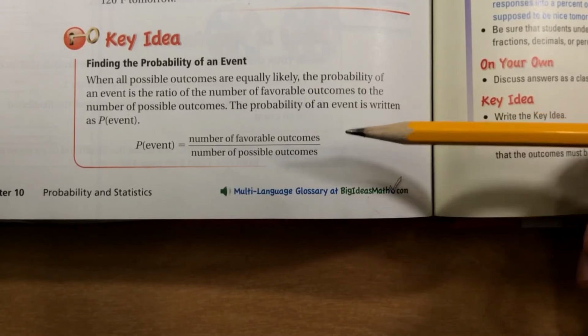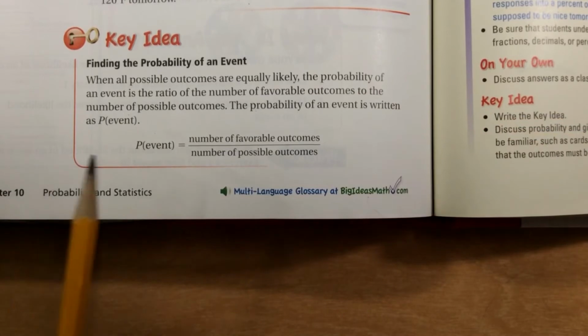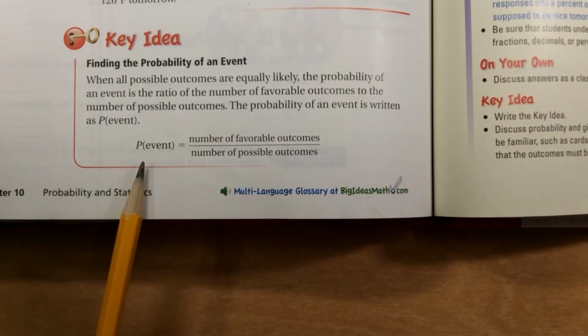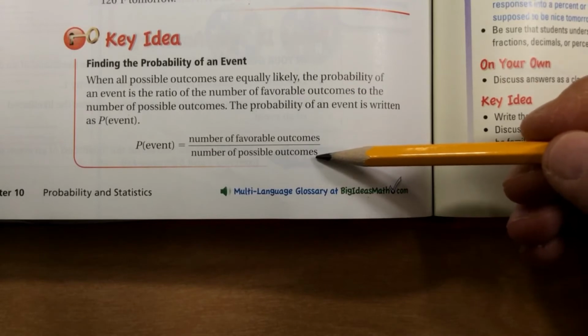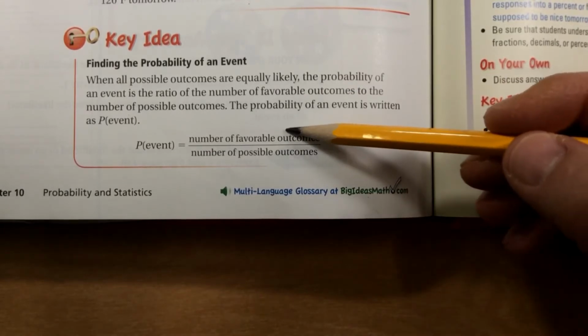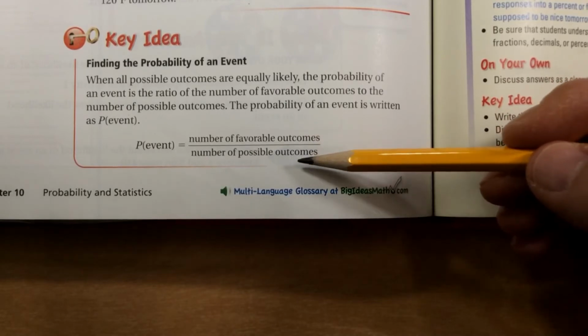Okay? So, for instance, if I was saying, what's the probability of me flipping heads on a coin? Well, how many things could happen? 2. So that goes on the bottom. And how many of those 2 things are heads? 1. So it's a 1 out of 2 chance of me flipping heads.